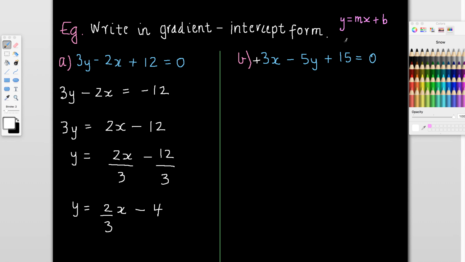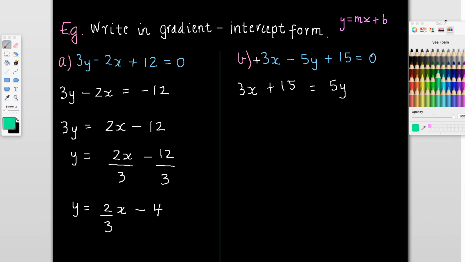If I've got everything on this side and I want the y to be on its own, it's actually easier to add the 5y to both sides. Like so. We'll be able to do it in a lot less steps because we're basically just working with getting this onto that side effectively. So we've added the 5y to both sides. We're left with 3x plus 15 equals 5y. And of course, now we divide both sides by 5.